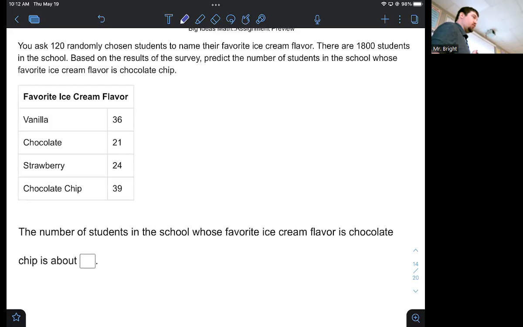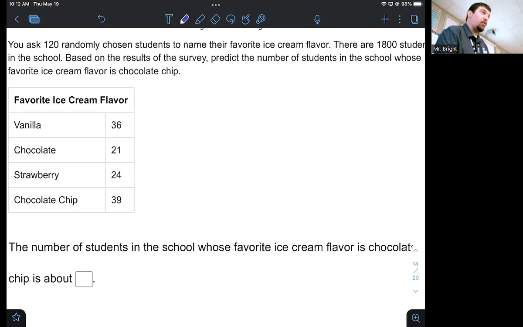They're surveying 120 because they have a much larger number of students. They're doing their entire school, 1,800. But we're going to use a proportion nonetheless. The first ratio is going to be our sample ratio. And our second ratio is going to be our population ratio.